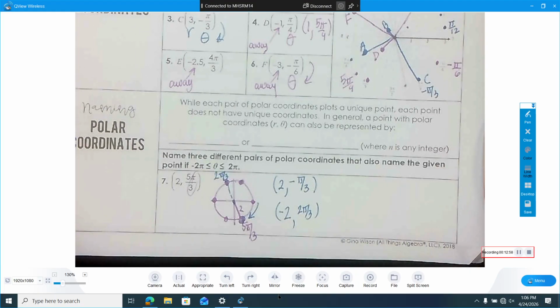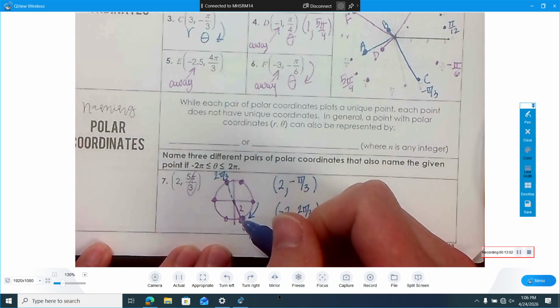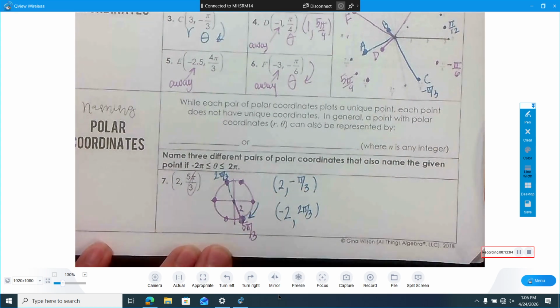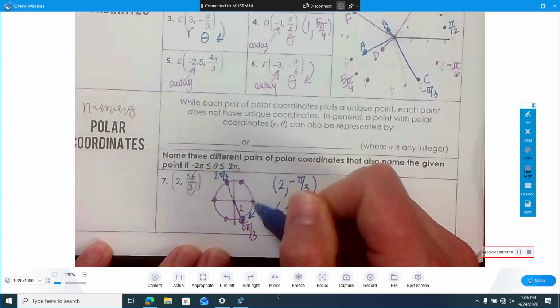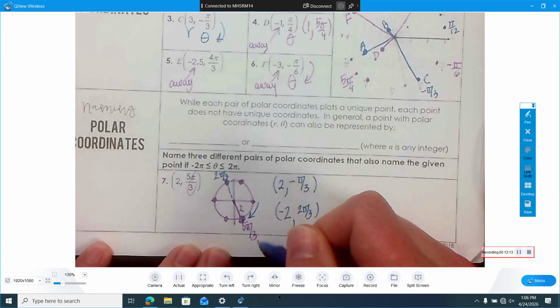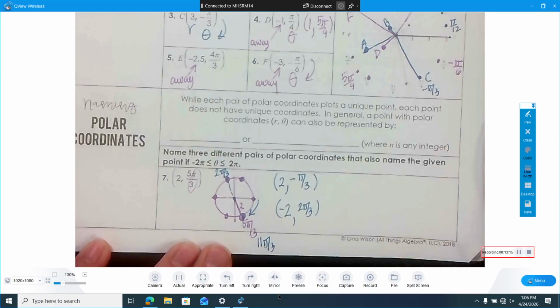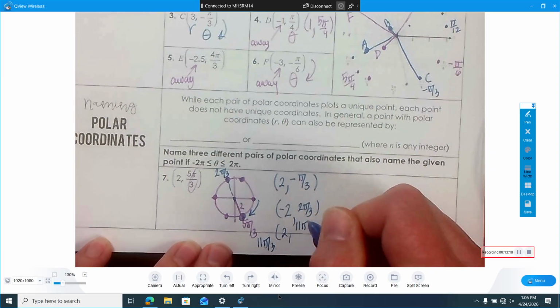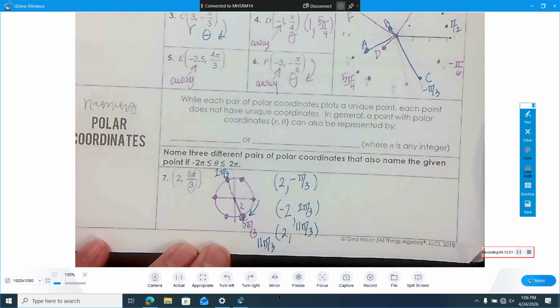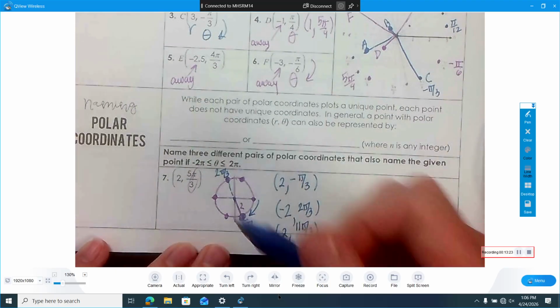11 pi over 3. How did you come across 11 pi over 3? Well, it wouldn't work, but because there's a domain. Well, you could go a whole other rotation, yeah. So this is 5 pi over 3, 6, 7, 8, 9, 10, 11. 11 pi over 3 would also get us there. So you can keep rotating as well to get an infinite number of points.